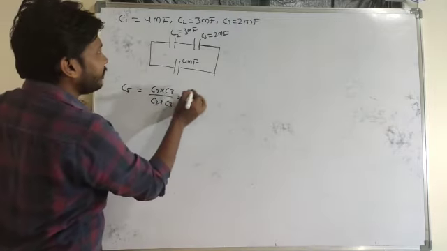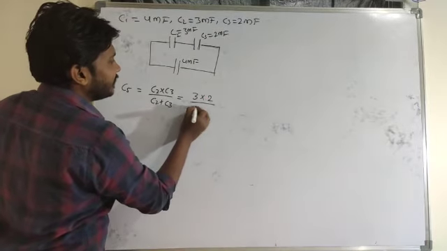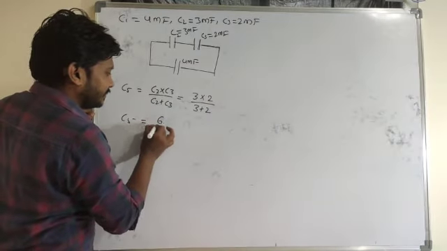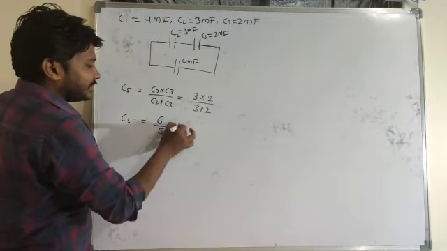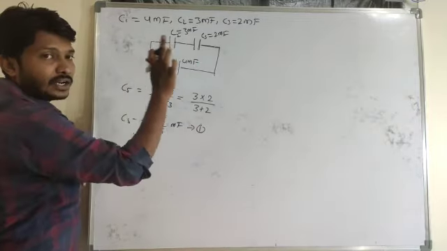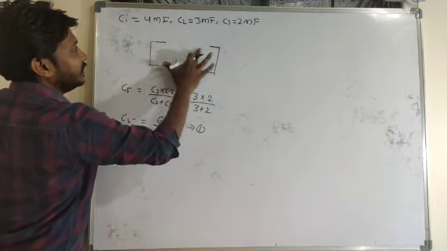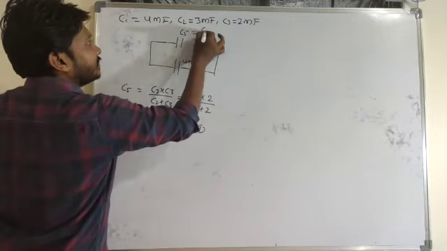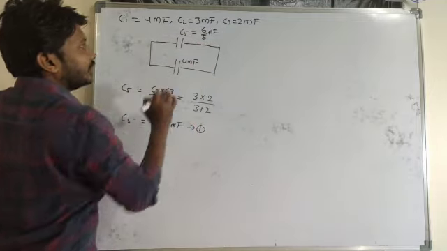C2 value is 3, C3 value is 2. So C of S is equal to 6 divided by 5, and that is in millifarad. Now look here. Instead of these two capacitors, I got the equivalent single capacitance, which is C of S. What is its value? 6 by 5 millifarad.